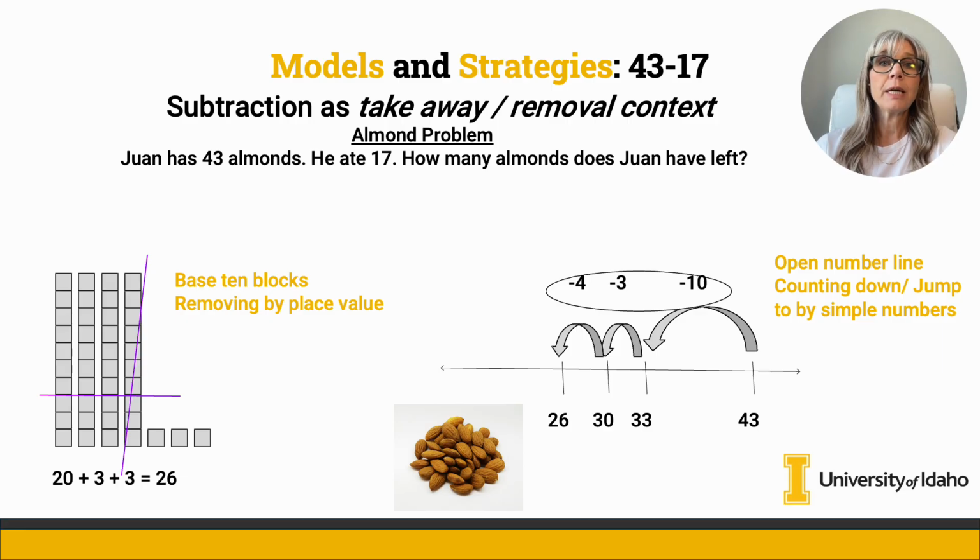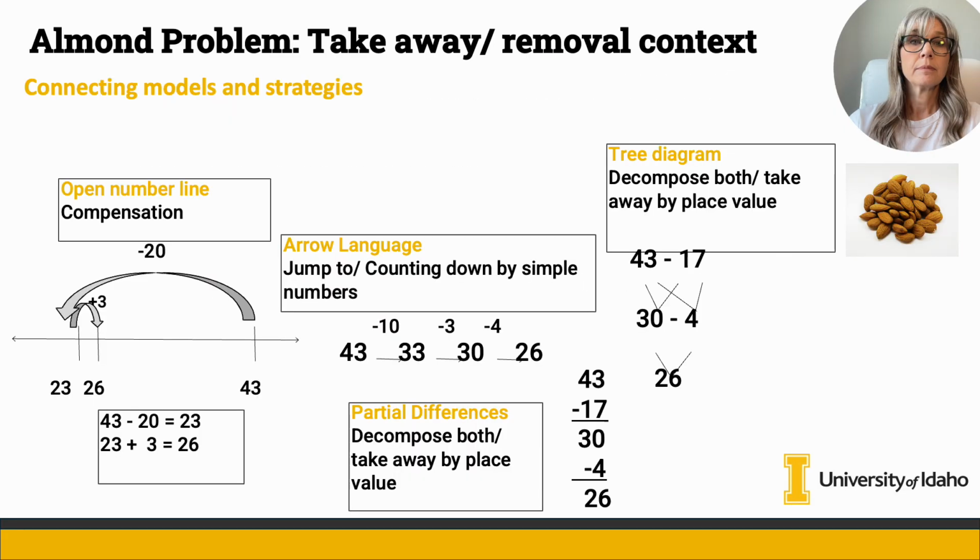If these models and strategies were used by my students, here are some follow-up questions I might pose. Can you compare the use of the models? Where do you see 17 in both models? What is similar? What's different? Here are some additional models and strategies.